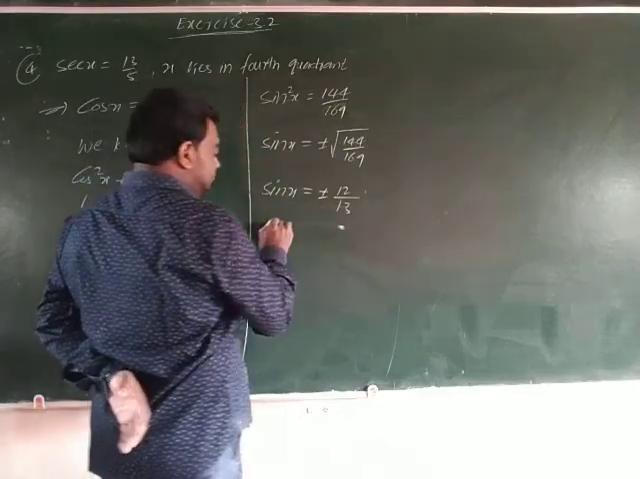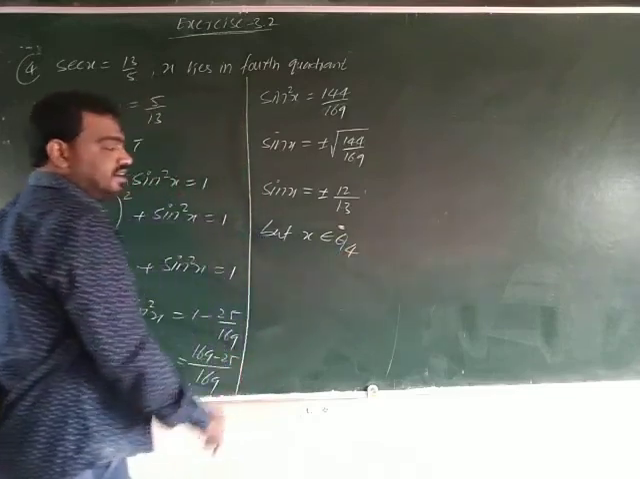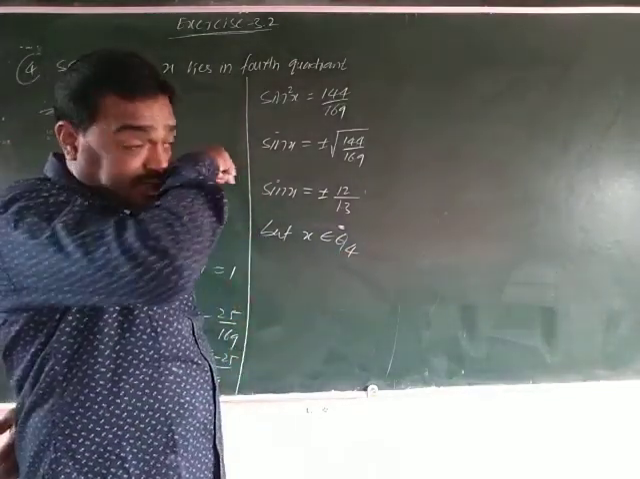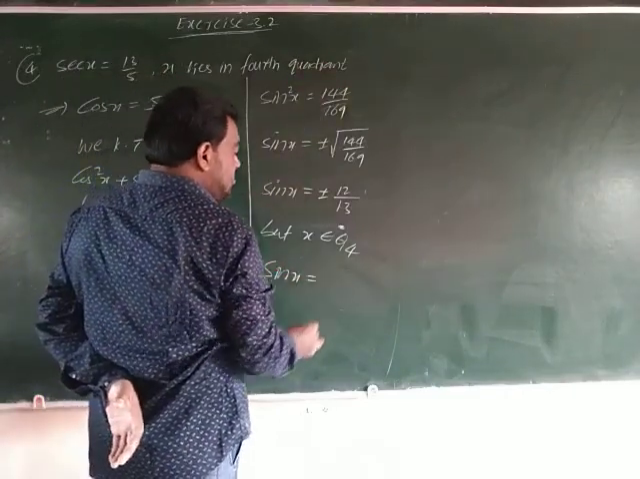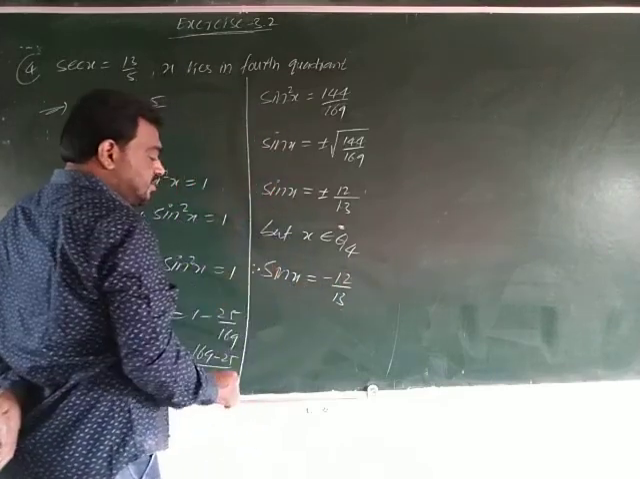But here x lies in fourth quadrant. In fourth quadrant, sign positive or negative? In fourth quadrant, sign is negative. So sin x is equals to minus 12 by 13. This is the sign there.